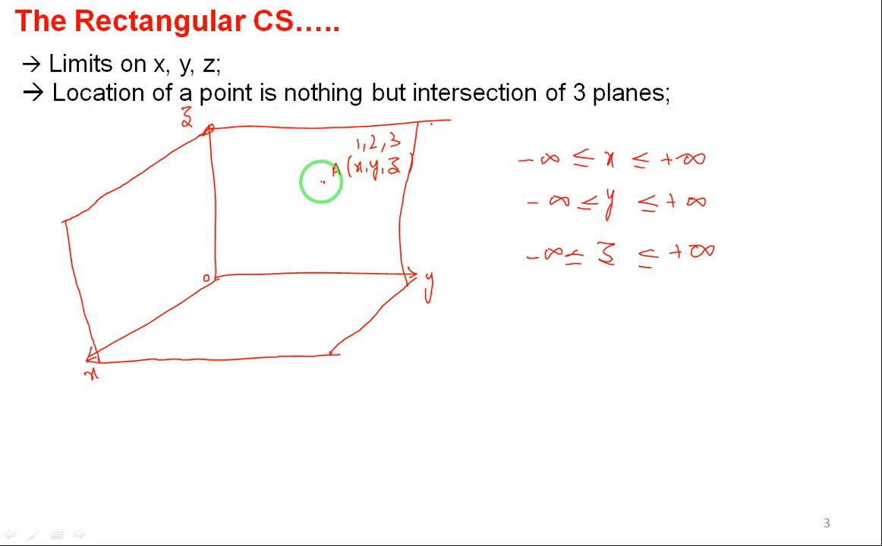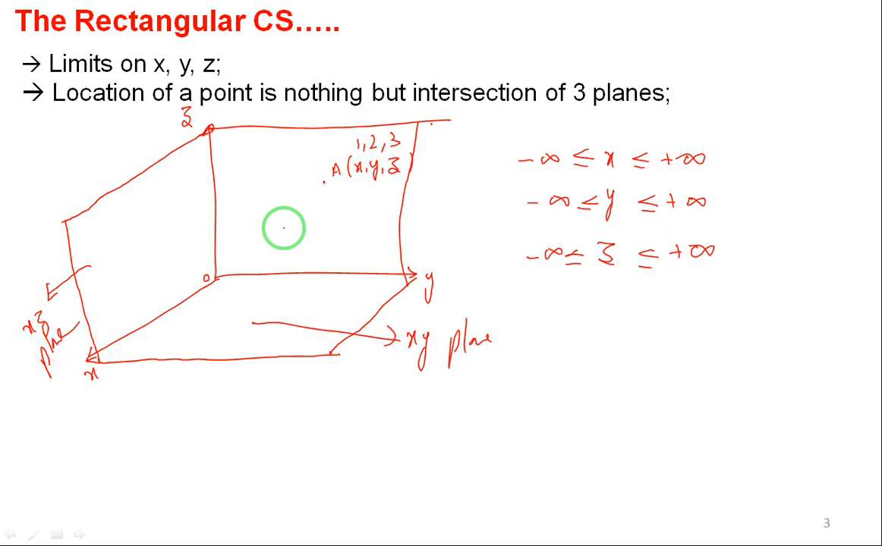Then, I have already made one statement. The location of a point is nothing but, if I locate any point in any of the coordinate systems, it is always an intersection of three planes. Here the three planes are XY plane, YZ plane and ZX plane. In order to locate point A, the XY plane has to shift by how many units? In the Z direction. This is the XY plane, right? It has to shift by 3 units in the Z direction, 1, 2, 3, so that it will reach this point A.